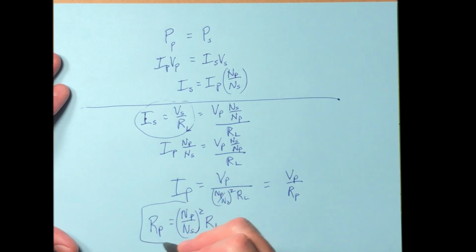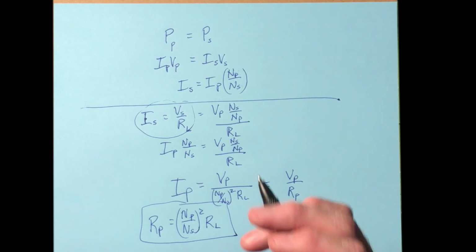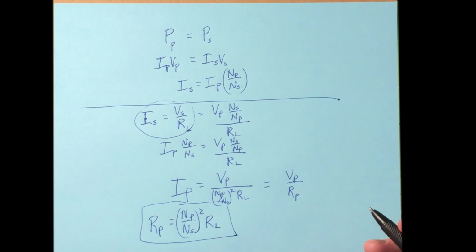So that means that the resistance the primary side sees is different than the resistance on the secondary side. Okay, keep that in mind. The resistance on the primary side and the secondary side are not the same. In the same sense that the voltages on the primary and secondary side are not the same, and the currents on the primary and secondary side are not the same, the resistances are also not the same.